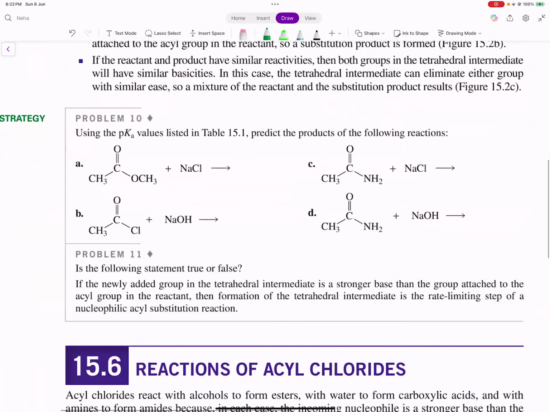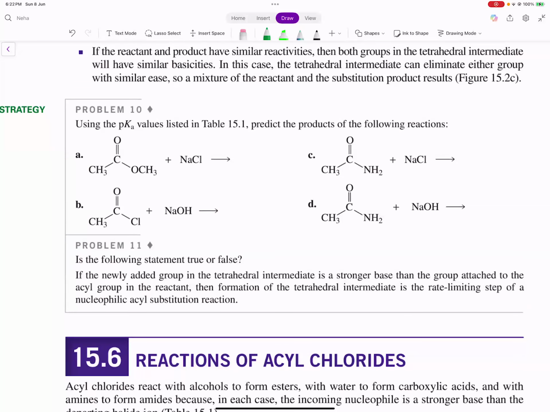Now again we have to see where the products form. Obviously we can never form acyl chlorides from anything, because Cl minus is a weaker base, so no reaction will occur here. Cl minus cannot replace NH2 minus. HO minus also cannot replace NH2 minus. Only in this case will the reaction go, where HO minus, the incoming nucleophile, is a stronger base as compared to the outgoing Cl minus.